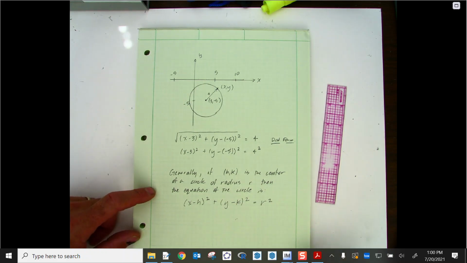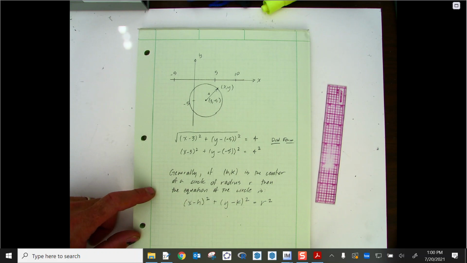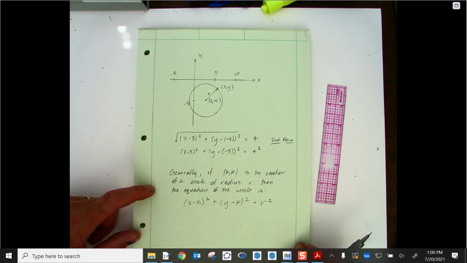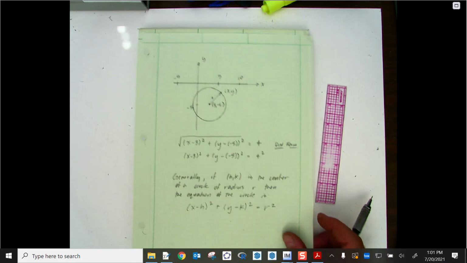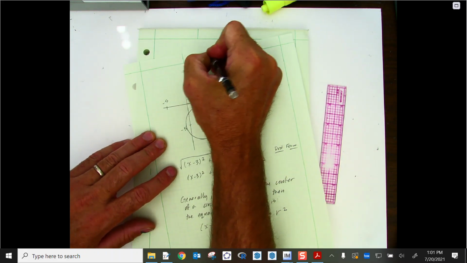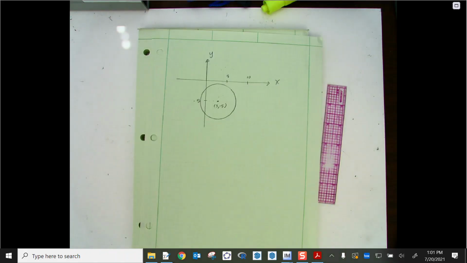So this is just a generalization of the equation that we found for the circle above. So that's kind of neat, the equation of a circle is just a generalization of the distance formula for a generic point on a circle. All right, well, that's kind of interesting. Call that example 2. And then my example 3 builds on this example.